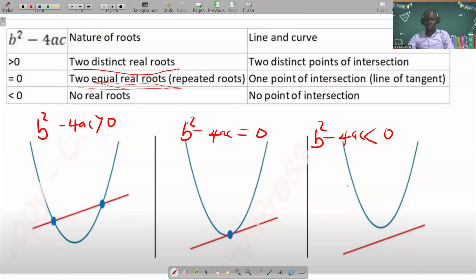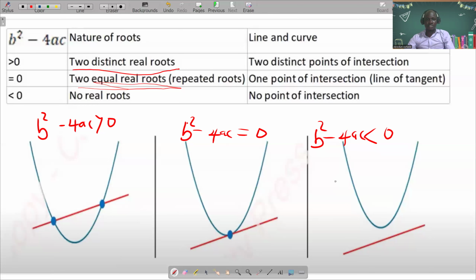But in solving something related to this, we need to first assume that the line intersects by equating the y of the quadratic curve and the y of the equation of the line. I will use this discriminant of b squared minus 4ac is less than 0.